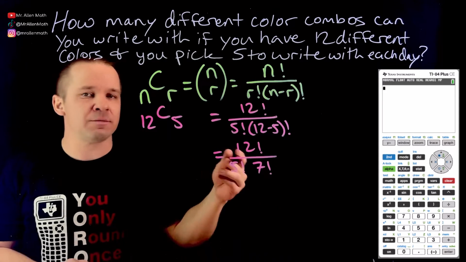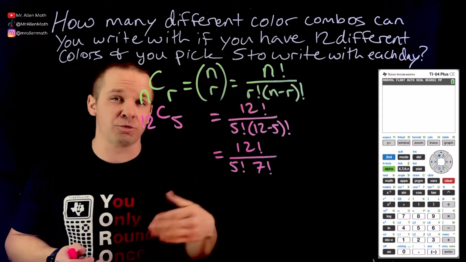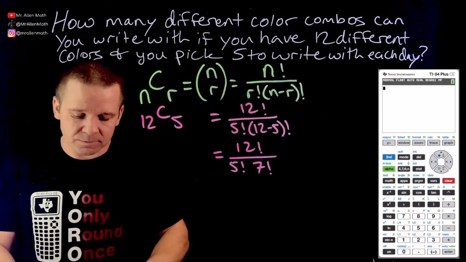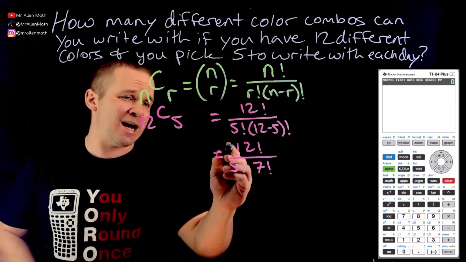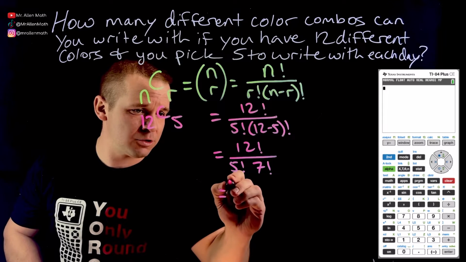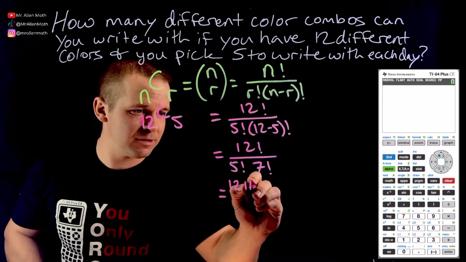Now, you can actually do some of this stuff by hand. The numbers might get a little large. We'll bring the calculator into this in a sec, but there are ways of simplifying these things. I like doing it like this. I know that 12 factorial is 12 times 11 times 10.